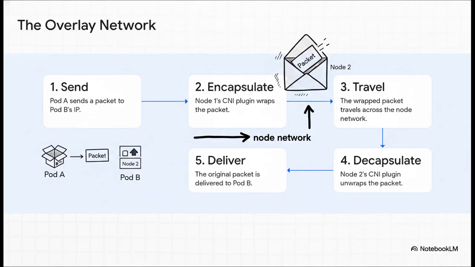When pod A wants to talk to pod B, it just sends a normal network packet. But before that packet leaves the first machine, this CNI plugin grabs it. It takes that original packet and wraps it inside another bigger packet. This is called encapsulation. Now this new outer packet is addressed to the other machine, node 2. When node 2 gets it, its CNI plugin unwraps it, finds the original packet inside, and delivers it to pod B. It's kind of like putting a letter with a local address into a bigger envelope with a cross-country address just to get it to the right post office.